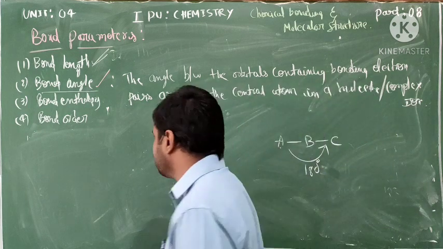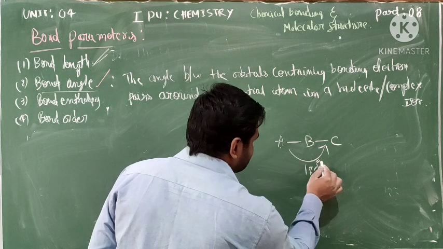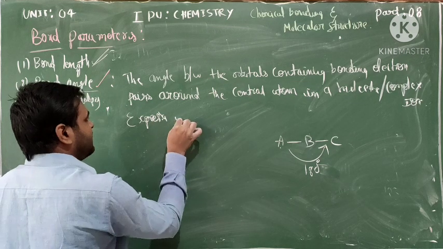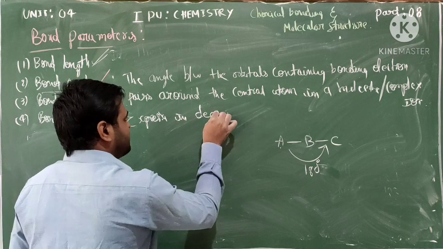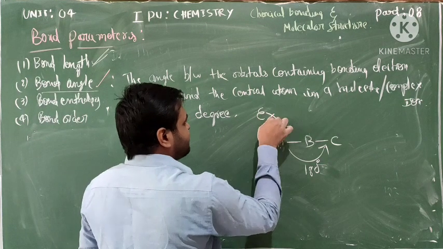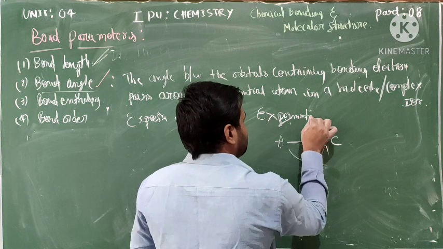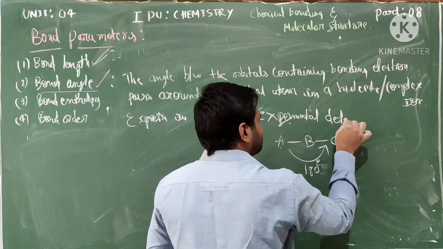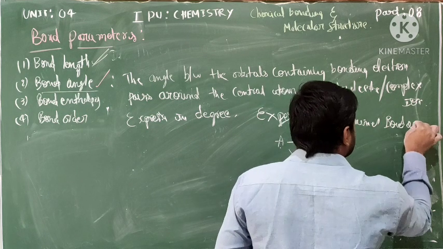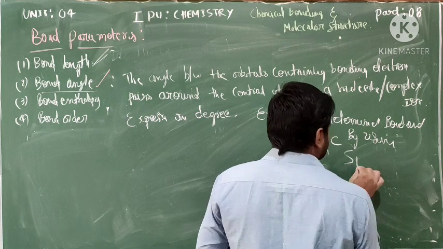Okay, so take one example. It should be expressed in degrees, as a degree measurement. Experimentally, bond angles are determined by using the spectroscopic method.